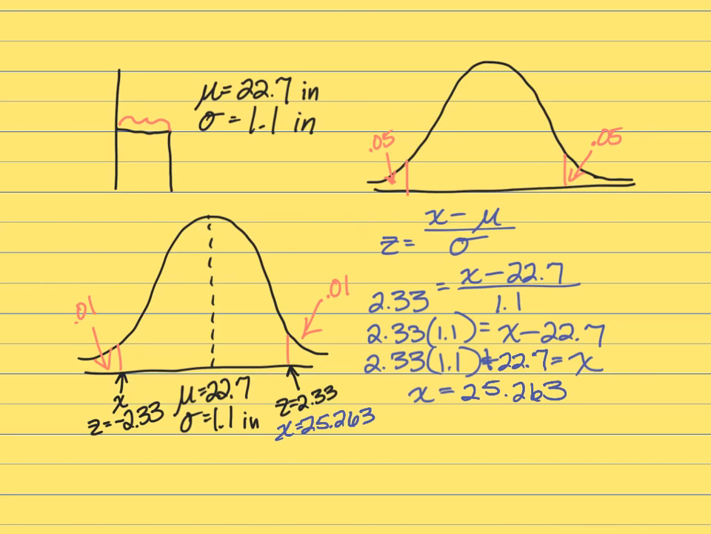Then it's significant. Then I need to do the same for this side, and we'll just set that up. It would look like this: negative 2.33 equals, again, the unknown x minus 22.7 over 1.1. And if you solve for that, you get this value. And so that'll give you your two critical values. If you're beyond them, then you are considered to be significant. If you're not, then it's not significant. All right, anyway, I hope that helps.